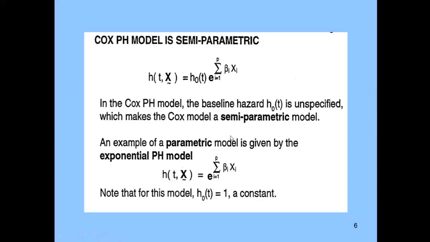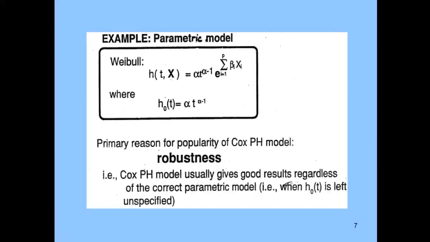An example of a parametric model, as I said, is if h naught of t was 1, then this model would just be e to the sum of beta i x i, and this would be an example of a parametric model because the model is completely determined. So I'm just repeating what I just said. Now, here's another example of a parametric model, where h naught of t is not 1, but it's some function of time.